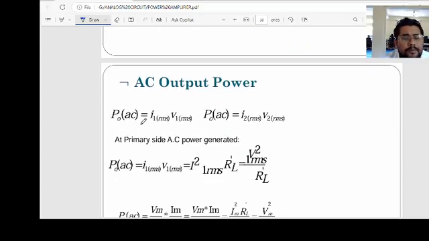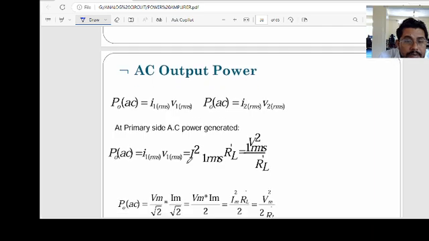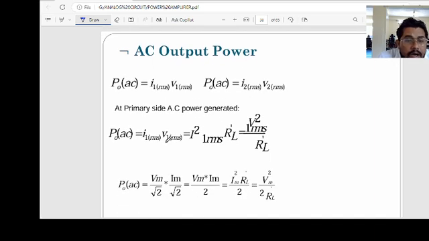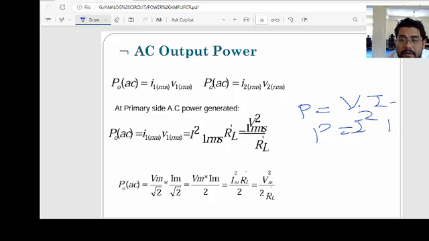For AC power, we know the AC power comes from V1 RMS into I1 RMS, at the primary level of the AC circuit. There are two power formulas: first, voltage into current; another follows I square into R, where R is the load. This is the current I1 RMS, so we can use the I1 RMS.